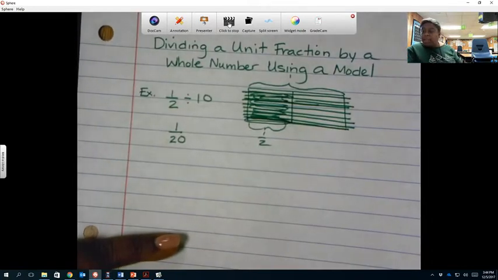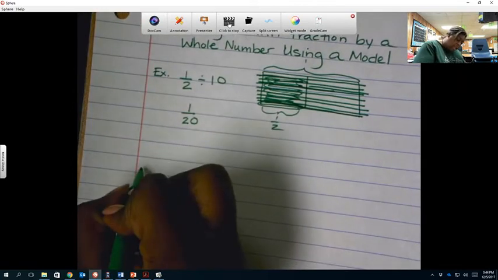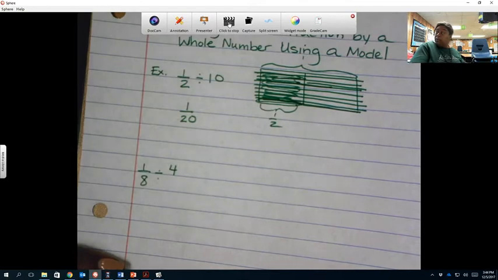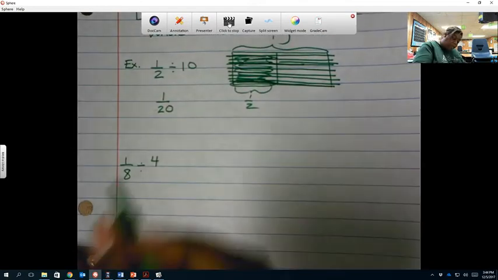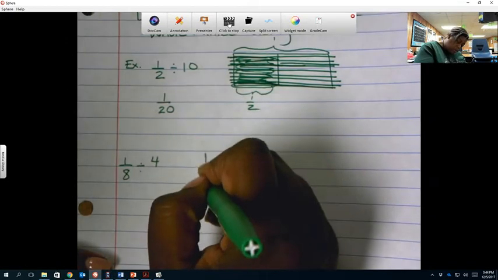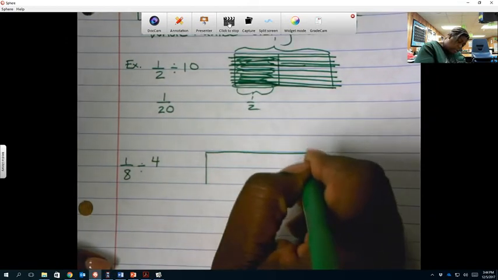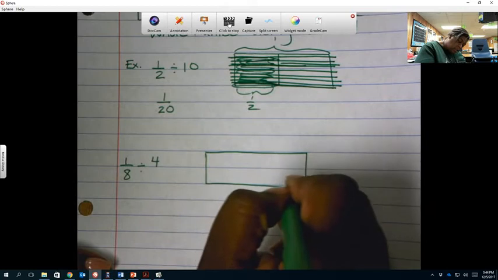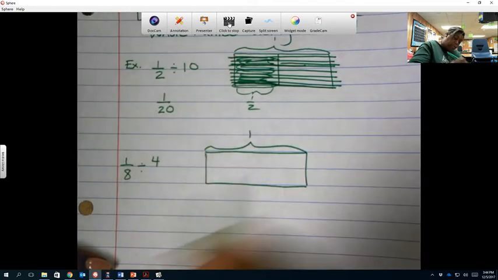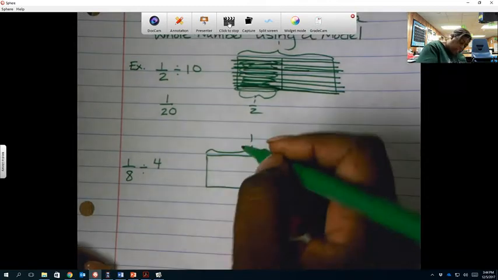Let me do another one, maybe a little bit easier to see. Let me do 1/8 divided by 4. Okay? Again, to show 1/8, I have to start with a whole. So let's label this 1. Now I'm going to shade in 1/8.